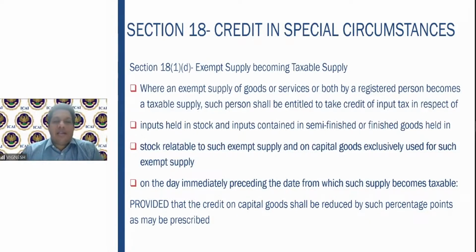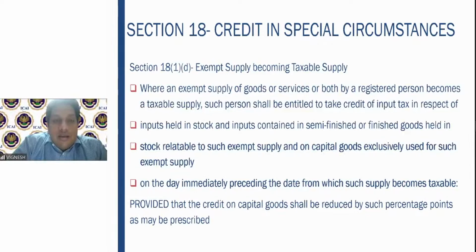Exempt supply becoming taxable supply. One supply was there. That supply was exempt at one point of time. Later, it became taxable. So whatever stocks are there and whatever capital goods are there, you can claim the input tax credit. But a small wording difference between 18(1)(d) and 18(1)(c) is with regard to the capital goods, where you use the word "exclusively used for exempt supply." That is, stocks related to exempt supply, and capital goods exclusively used for such exempt supply.